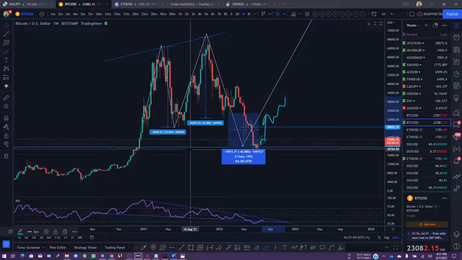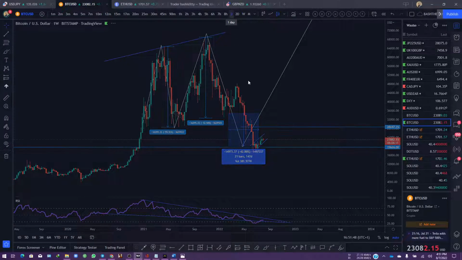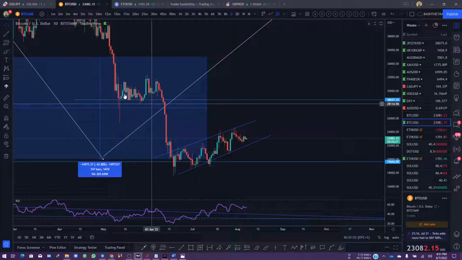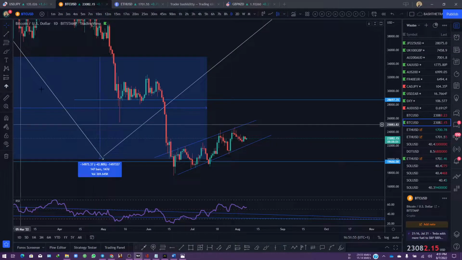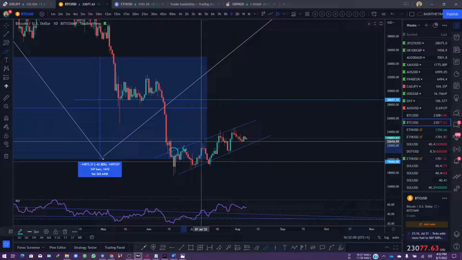So guys, let's go into the daily time frame so that we can see what's going on in Bitcoin. I'm going to go to the daily now. As you guys can see, look at this channel that I drew here. We have this channel of price.